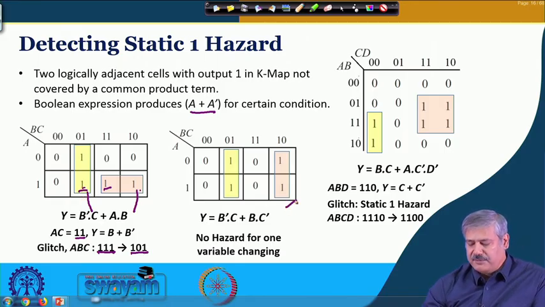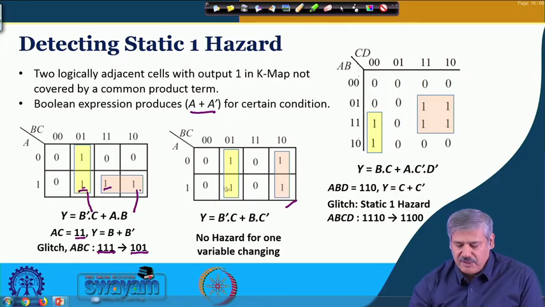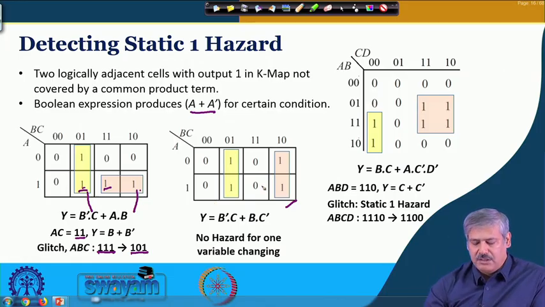Let us look at this example. So, this is an example where there are two such prime implicants b prime c and b c prime. So, is there any hazard here? There are no logically adjacent cells which do not have a common term. These two are logically adjacent with a common product term, these two are logically adjacent with a common product term, and these two are not logically adjacent, so they need not be covered. So, there is no such common term required.